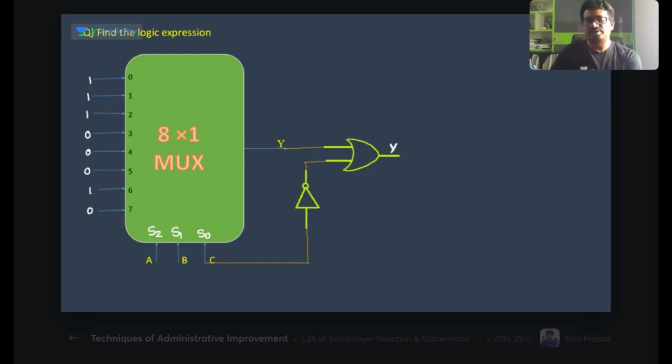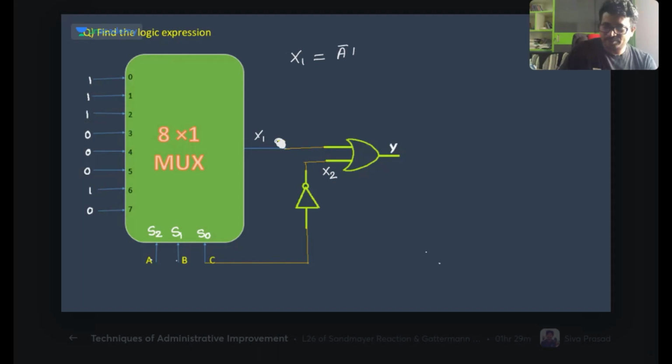Now see how we can do this logic expression. We will do this part here. Let us call this x1 and this x2. Y is equal to x1 plus x2. So can you tell me the x1 first? Can you write it directly? Here we have seen it. So what is x1 here? A, B, C.